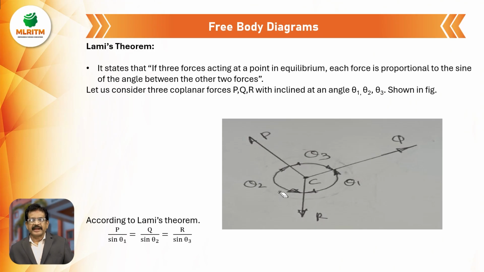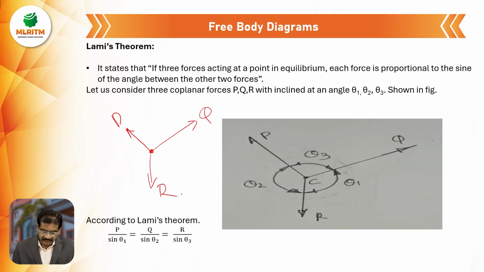Now after that, Lami's theorem. Lami's theorem states that three forces are acting on a point. This is a point. Now this is P, this is Q, this is R. P, Q, R are the three forces acting on a point, and it is in the equilibrium condition.